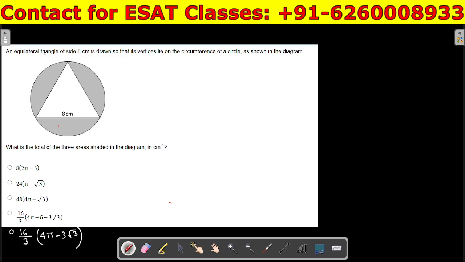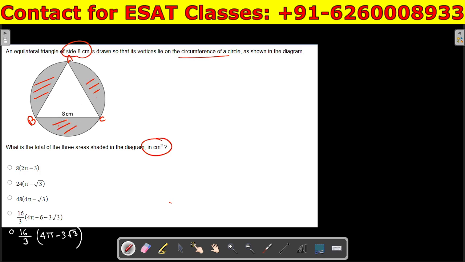This question says an equilateral triangle of side 8 centimeter is drawn. So you can see this is an equilateral triangle ABC having side length 8 centimeter, so that its vertices lie on the circumference of a circle, as shown in the diagram. What is the total of the three areas shaded in the diagram in centimeter square? So we have to find the area of these shaded regions, right?